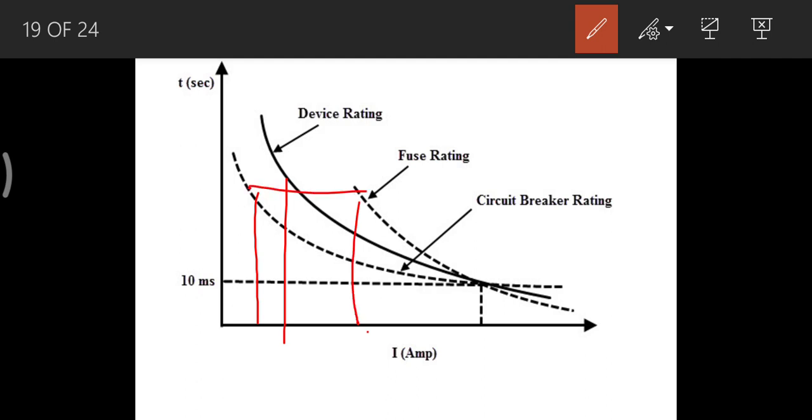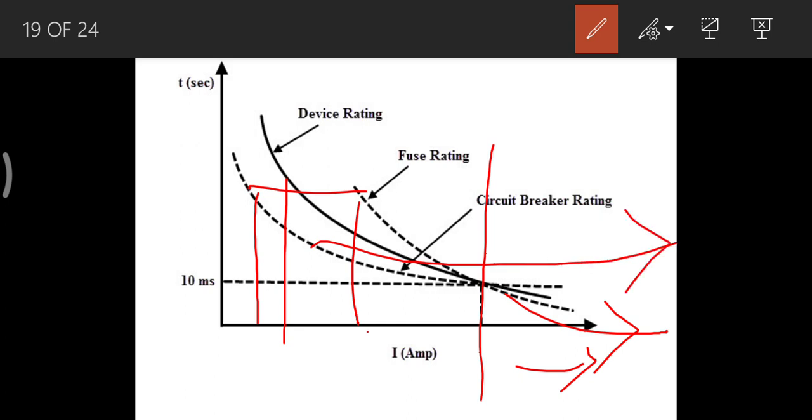The circuit breaker is effectively used for operation up to some current levels. After reaching that, that means if the current rating is increased, this fuse is generally used. Why? Because this rating is above the device rating. So depending upon the SCR rating, we have to select the fuse or circuit breaker.